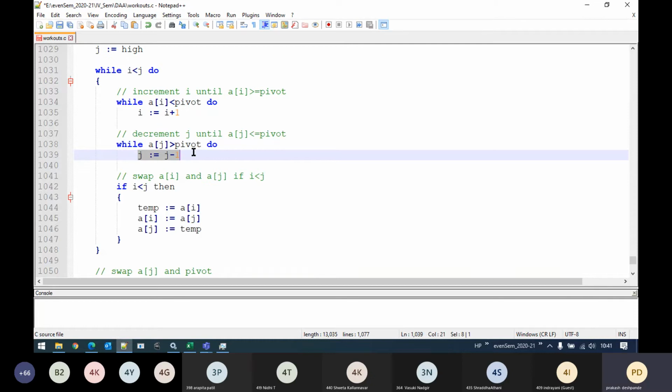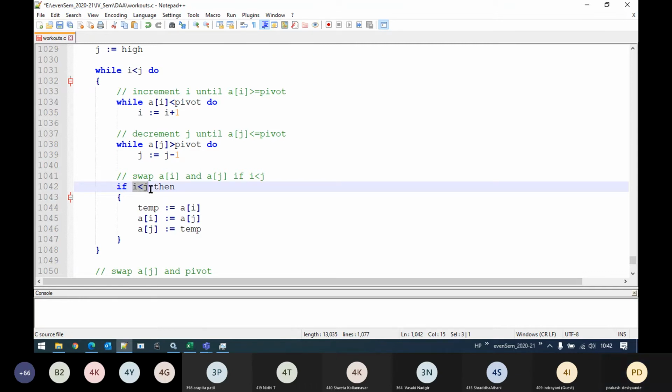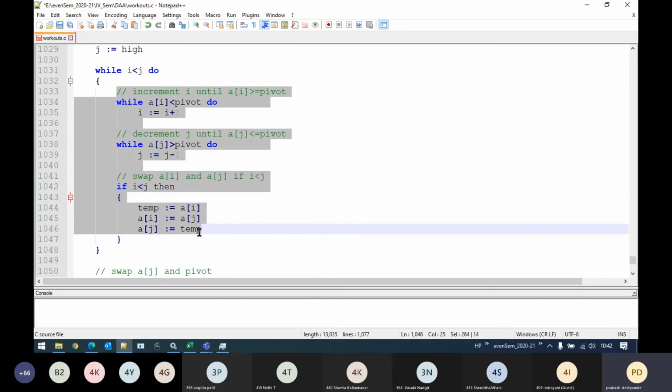Once i and j are set properly, we compare the values of i and j. If i is less than j, then we swap the elements at the ith position and jth position. If not, we do not swap them. Since all these statements are under the while loop with the condition i less than j, in the next iteration i less than j will turn out to be false. Since it becomes false, that means i is not less than j, so i and j have crossed each other, or sometimes i and j are both equal.